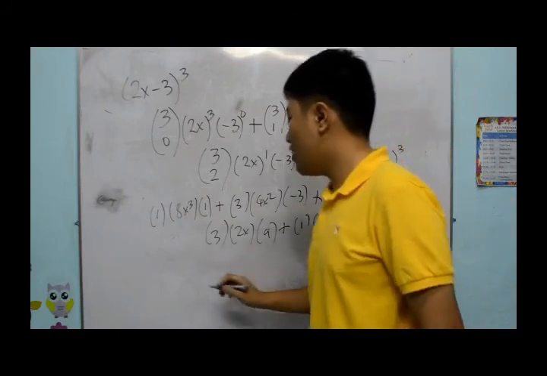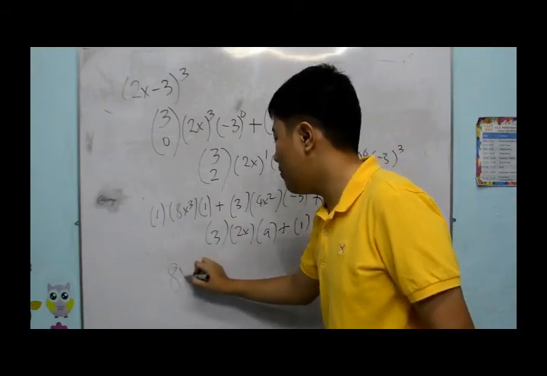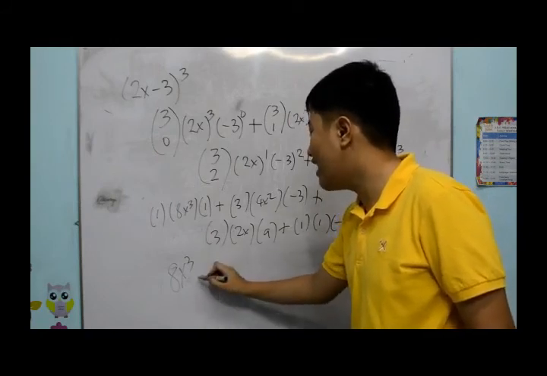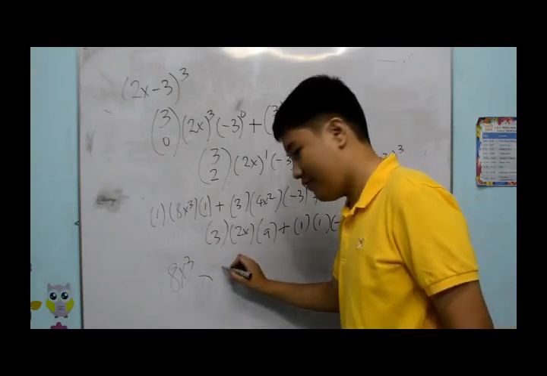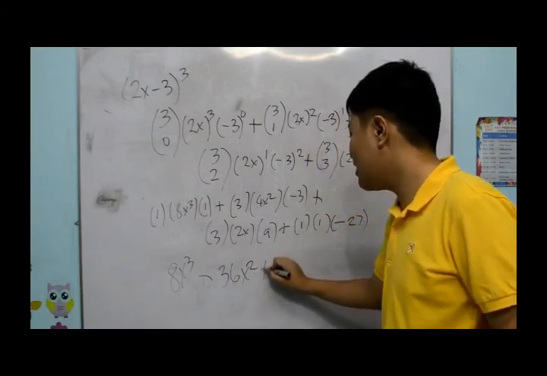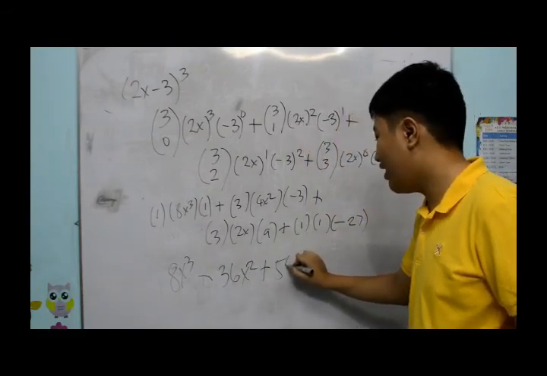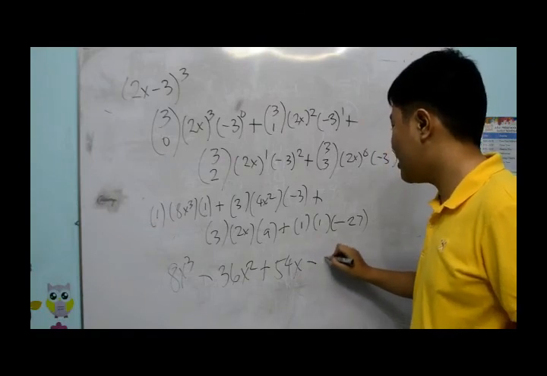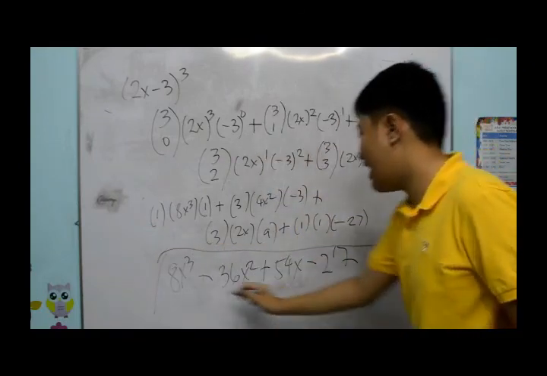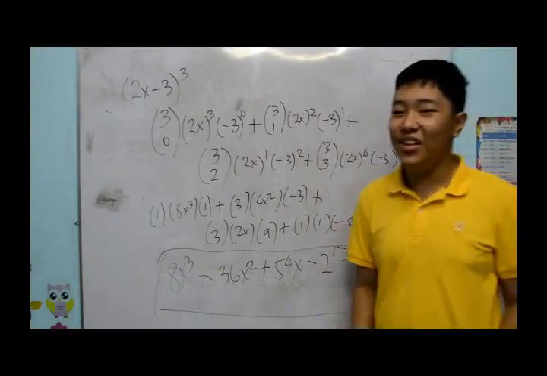Let's add all of this. We get 8x cubed minus 36x squared plus 54x minus 27. That's our answer. That's quite cool.